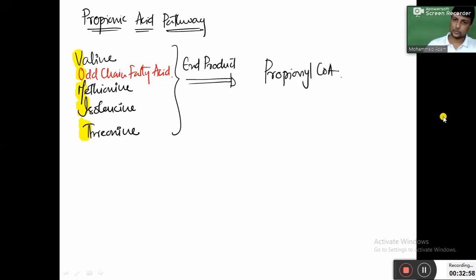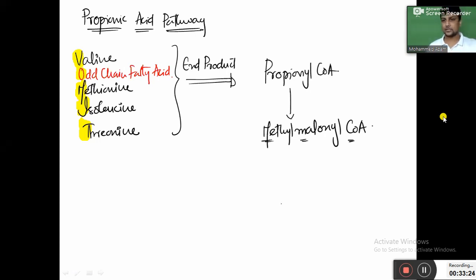Their end product is propionyl CoA. And my dear friends, here I'm going to teach something very important. Propionyl CoA is now going to get converted to methyl malonyl CoA. In short I read it like MMC, methyl malonyl CoA.